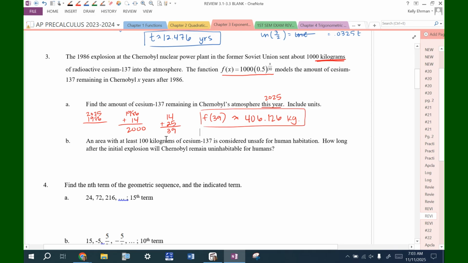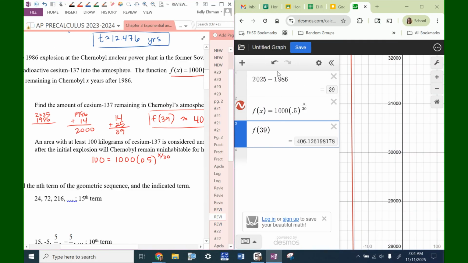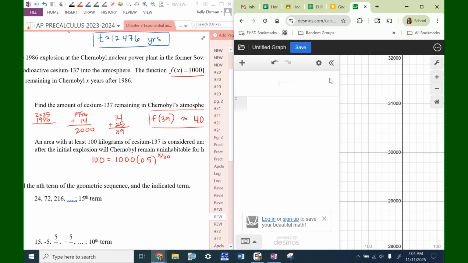An area with at least 100 kilograms of cesium-137 is considered unsafe for human habitation. How long after the initial explosion will Chernobyl remain uninhabitable for humans? So this is asking us to set the f of x function equal to 100, and again, solve for x. We haven't talked about solving algebraically, and this is not a base e, so it's not as simple to do. So let's go ahead and graph this again.